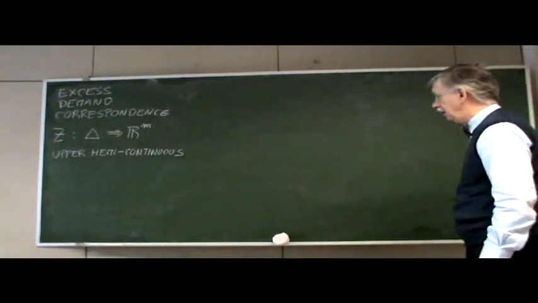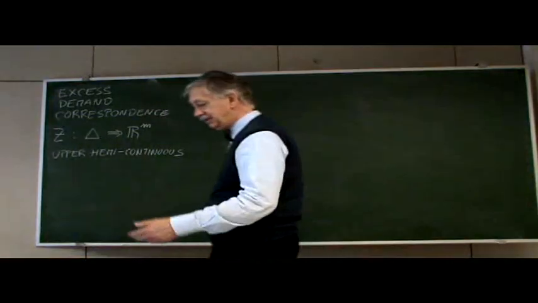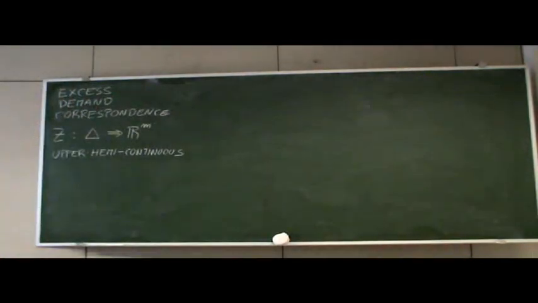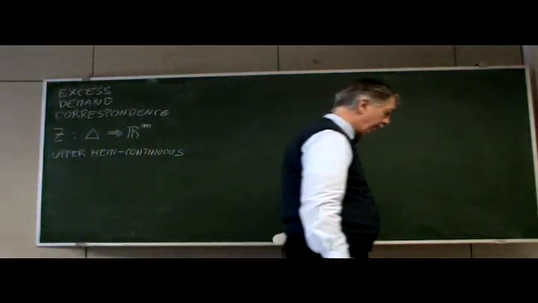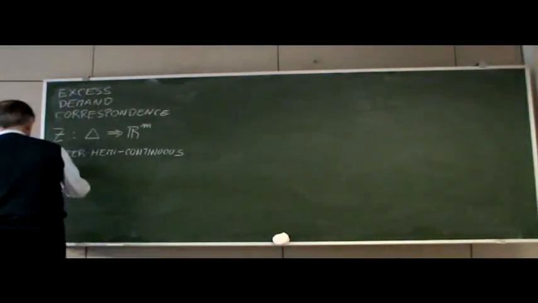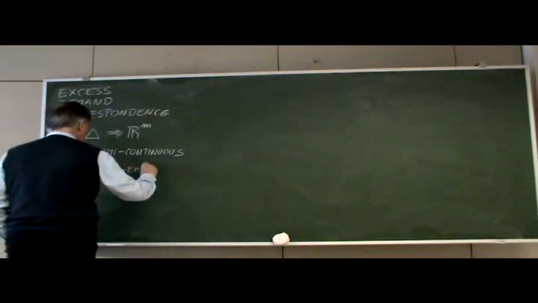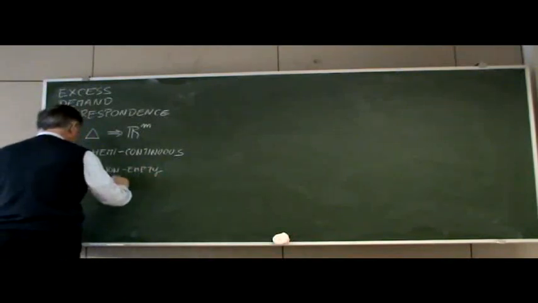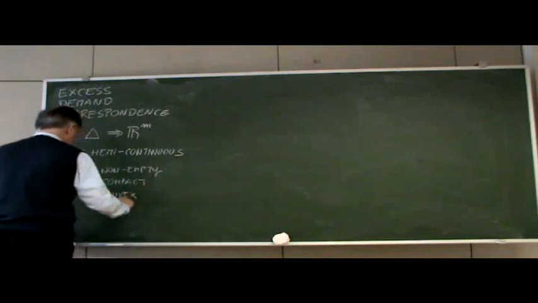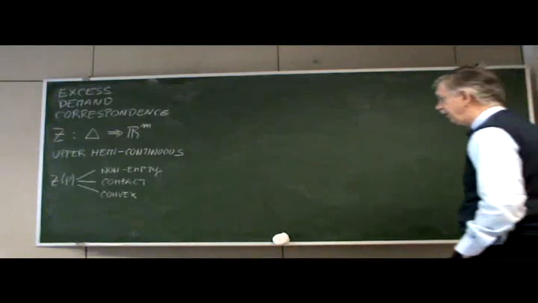You encountered this property in the first part of the course with reference to the budget correspondence, the demand correspondence, and so on. Moreover, Z of P is non-empty, so there is always an excess demand vector, compact and convex. All the properties which are required by Kakutani's fixed point theorem.